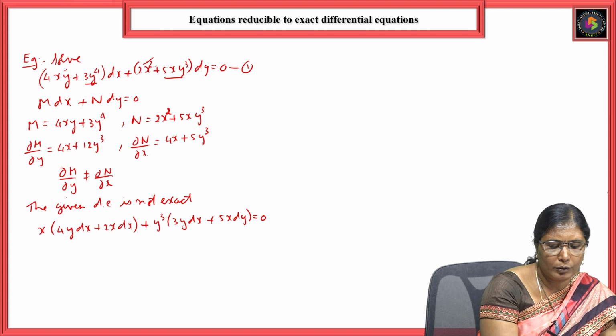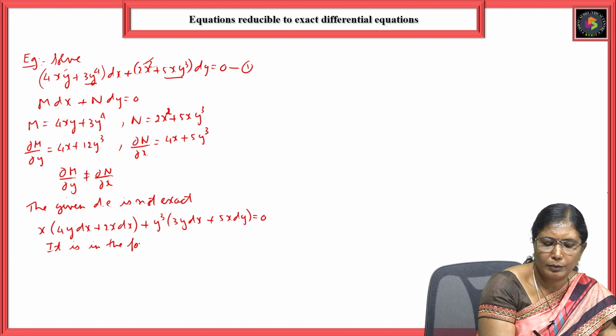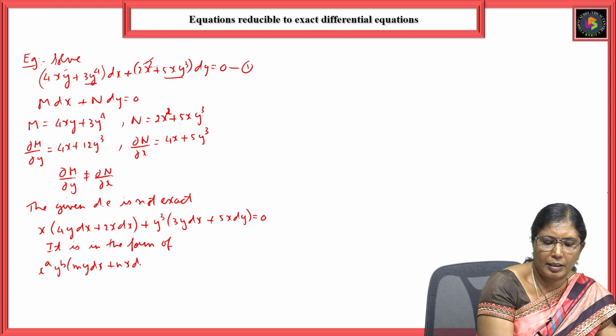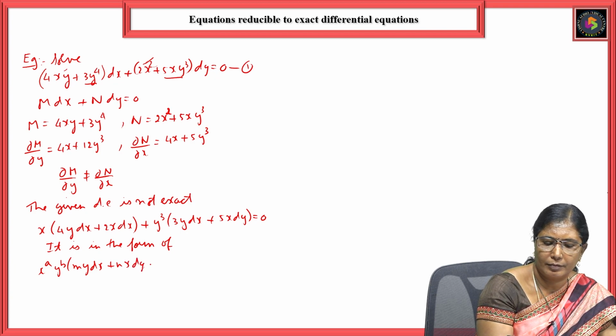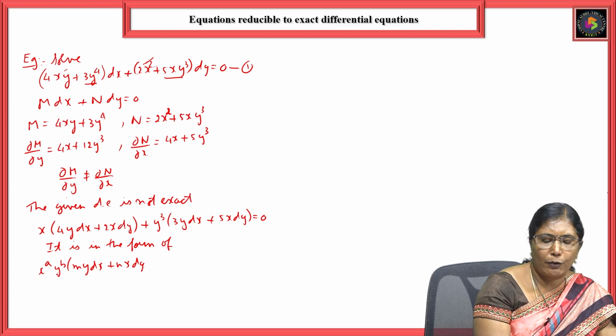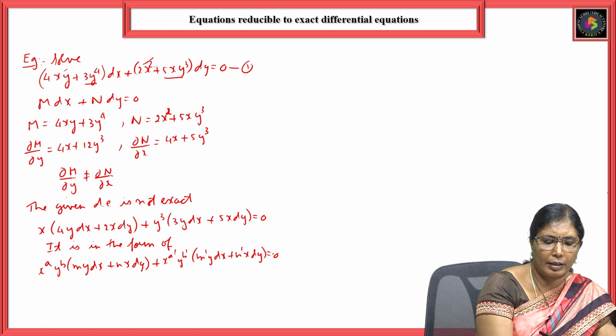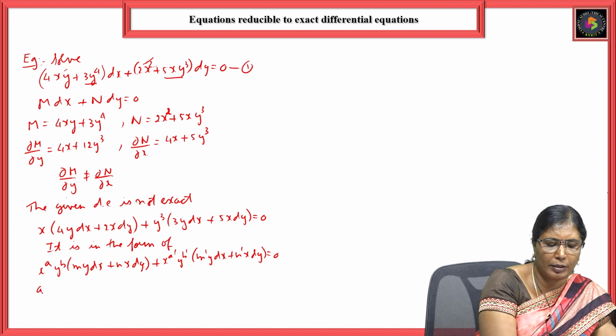So it is in the form of x to the power of a, y to the power of b, (m y dx + n x dy) plus x to the power of a dash, y to the power of b dash, (m dash y dx + n dash x dy) is equal to 0. Now comparing this equation, we get a is nothing but 1.